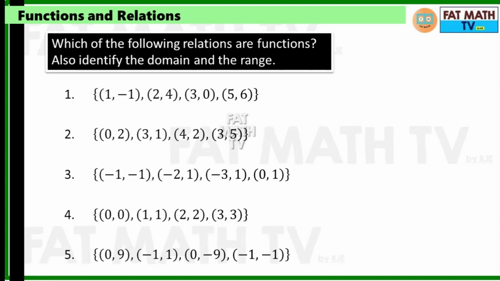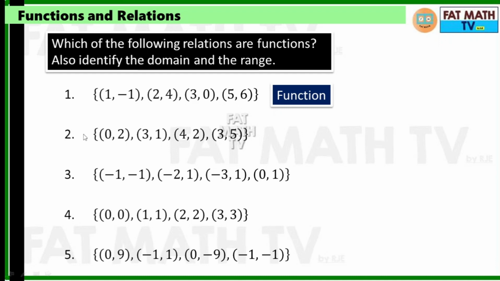Number 1. This is a function because the pair of 1 is only -1. The pair of 2 is only 4. The pair of 3 is only 0. And the pair of 5 is only 6. They don't have other pairs.